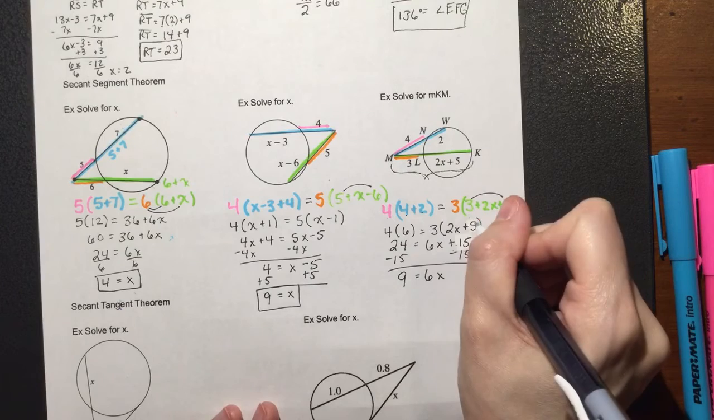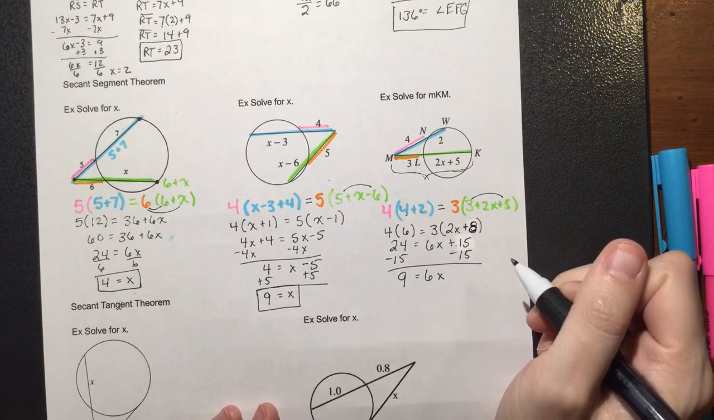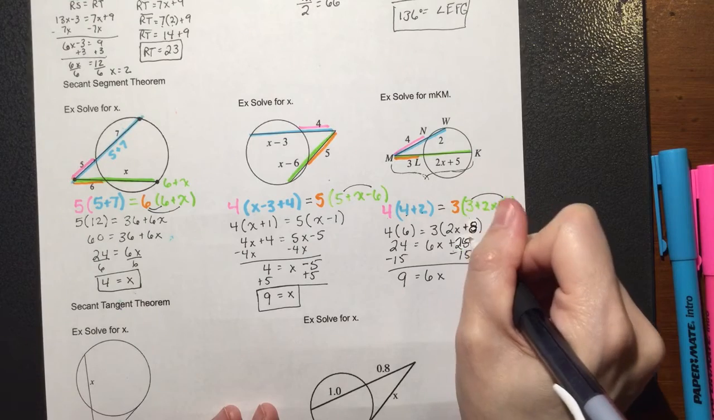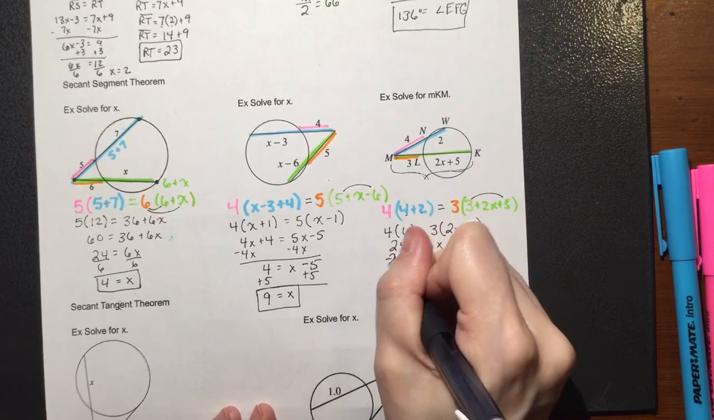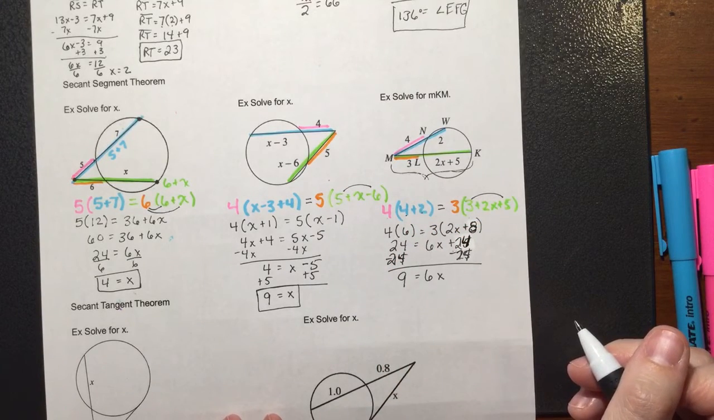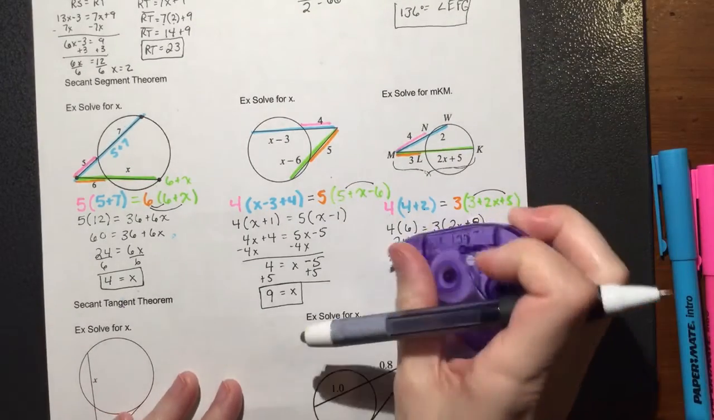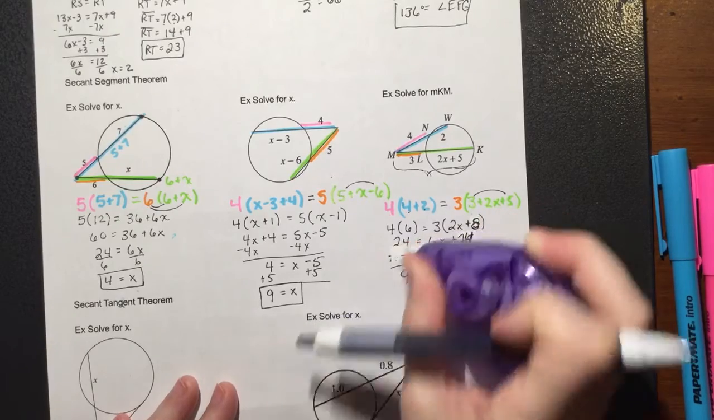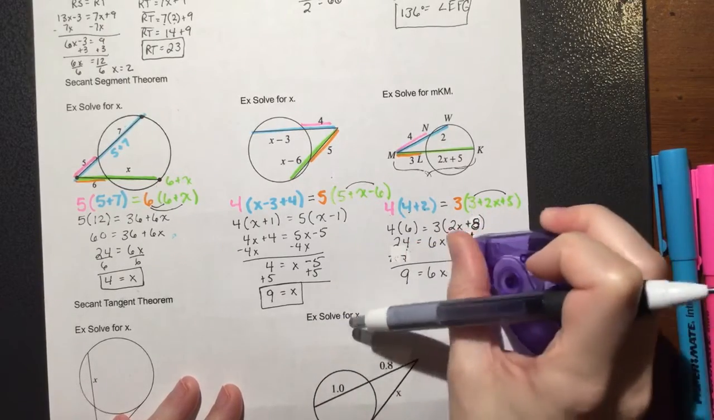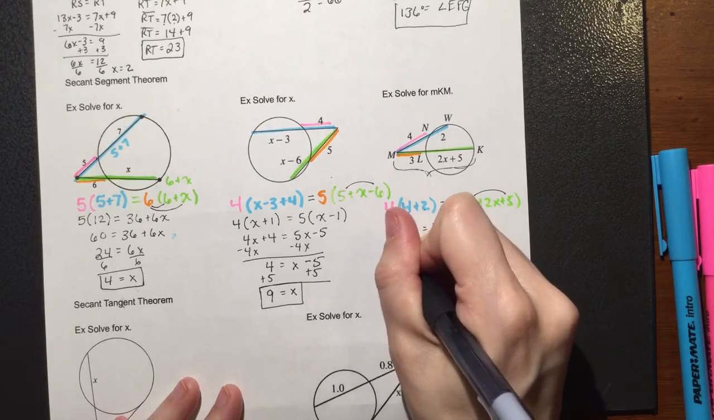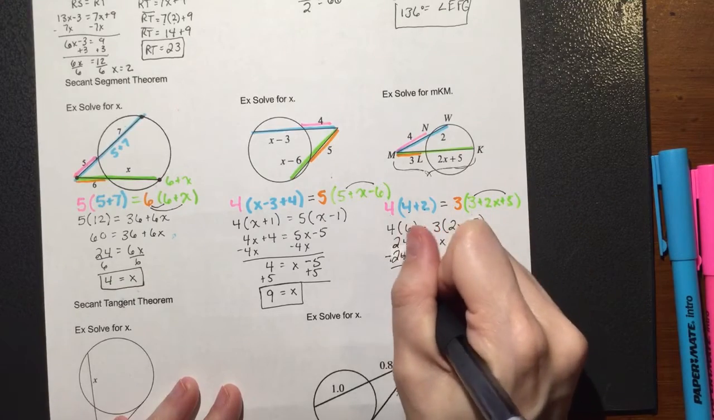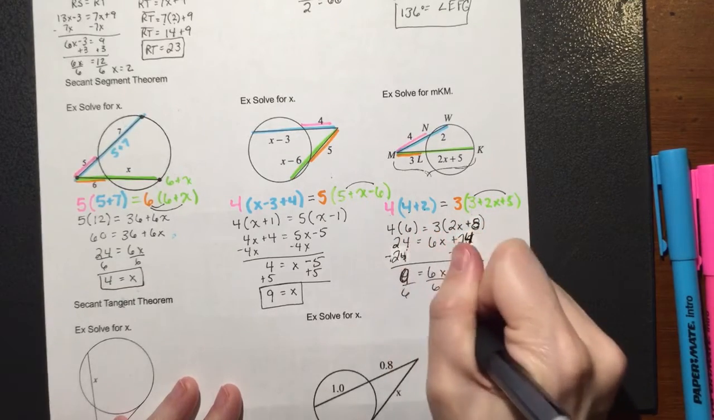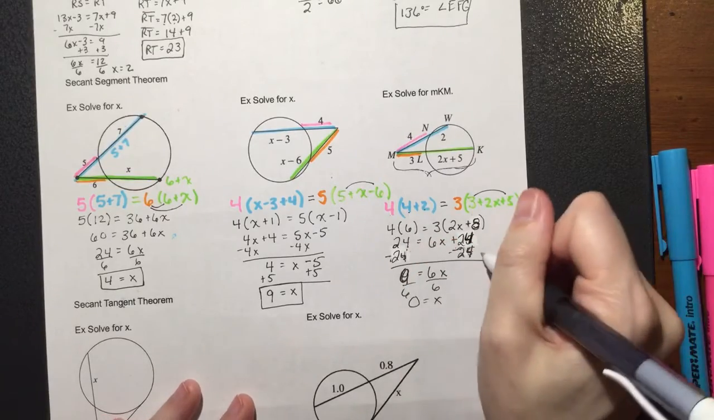No, that was right. 3 plus 5 is 8. And then that is 24. And subtract the 24 from both sides. And if we do that, 6x is going to be equal to 0. Divide both sides by 6, which means x is going to be equal to 0.